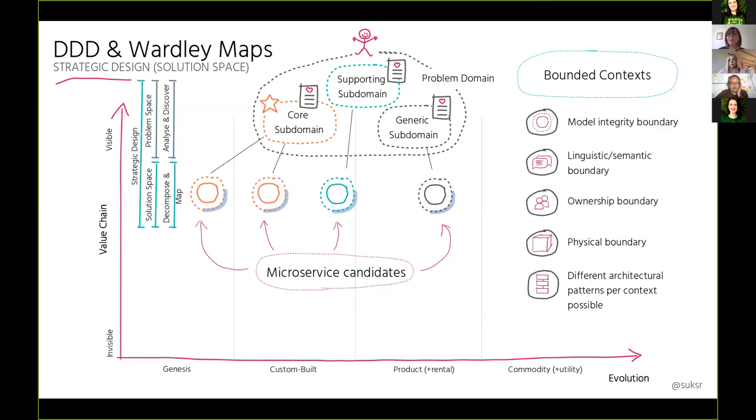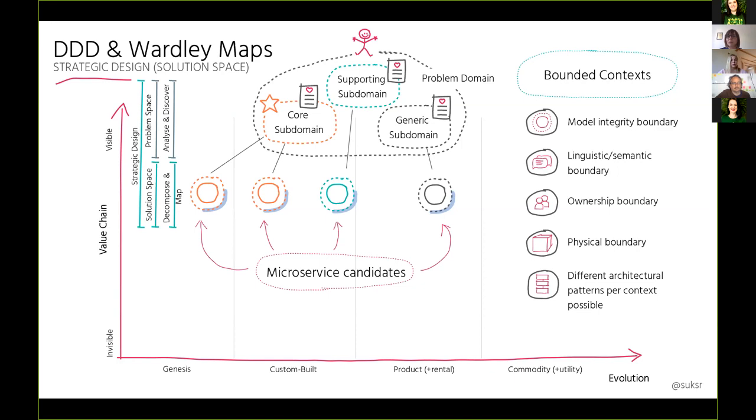It also serves as an ownership boundary, so that means that one bounded context can be owned, implemented, evolved, and maintained by one team only. However, one team can own several bounded contexts. And it could also serve as a physical boundary and can be implemented as a separate solution.